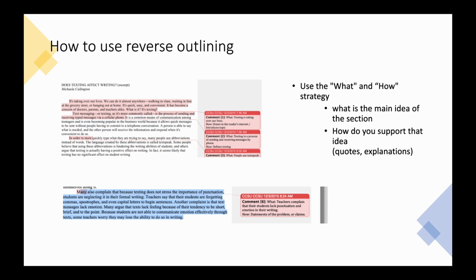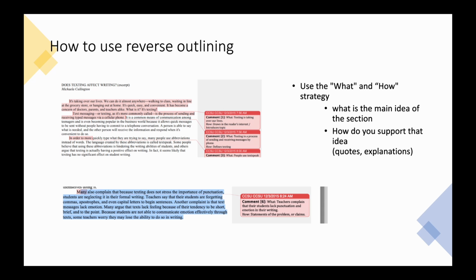And how you would use reverse outlining is by using the what and how strategy. The first thing you would do is identify a section that you want to look at and figure out what the main idea of that section is. Next, you would identify how you support that idea, whether that be by quotes or the explanations or different claims.